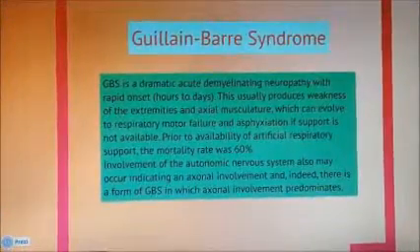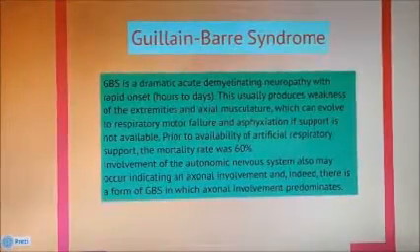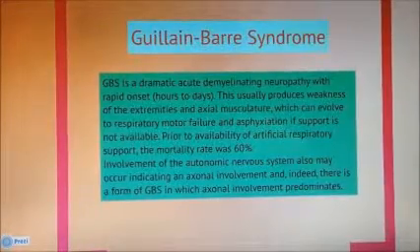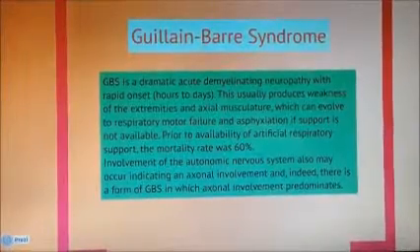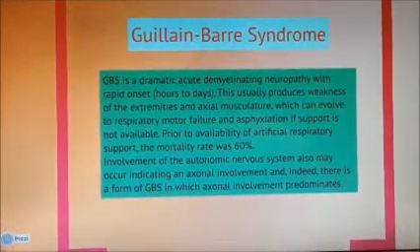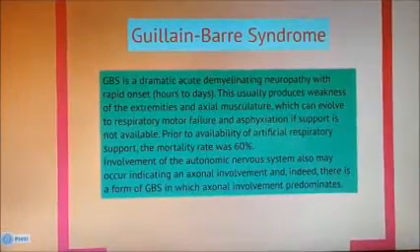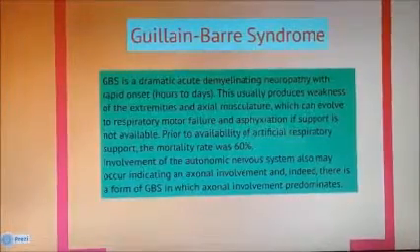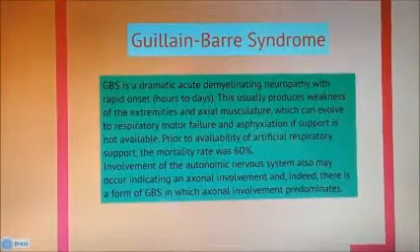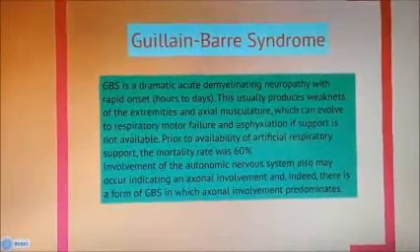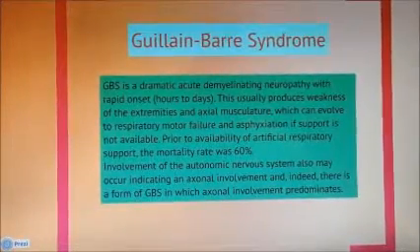Guillain-Barré syndrome. This is a dramatic acute demyelinating neuropathy with rapid onset, which is hours to days. This usually produces weakness in the extremities and axial musculature, which can evolve to respiratory motor failure and asphyxiation if support is not available. Prior to availability of artificial respiratory support, the mortality rate was 60%. Involvement of the autonomic nervous system also may occur, indicating an axonal involvement, and indeed there is a form of this syndrome in which axonal involvement predominates.